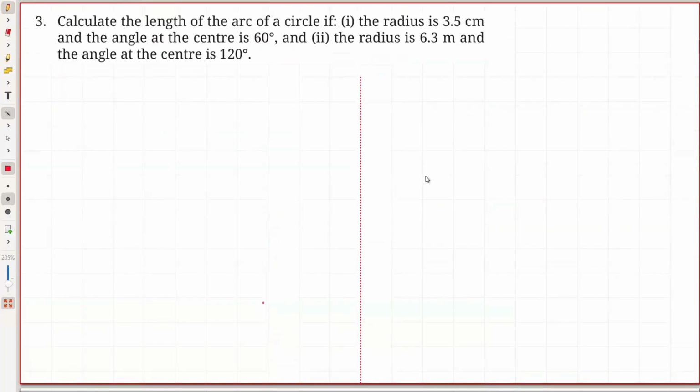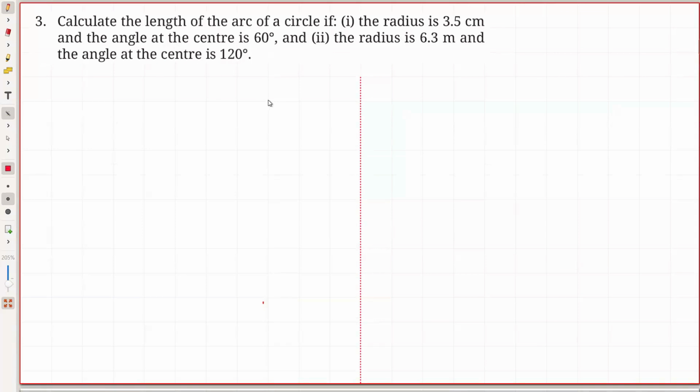So next, question number 3. Calculate the length of an arc of a circle. The radius is given as 3.5 centimeter and the angle at the center is given as 60 degree. Next one, the radius is 6.3 meter and the angle is 120 degree. They are asking the length of an arc.